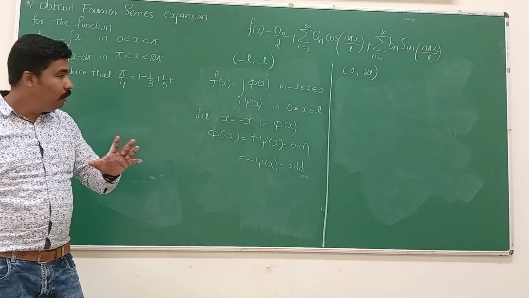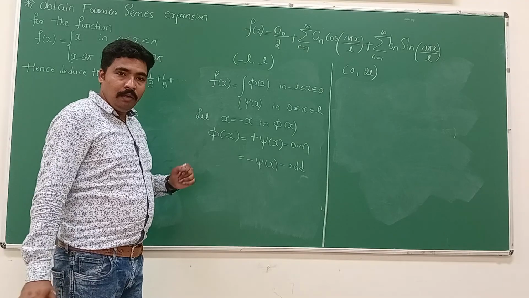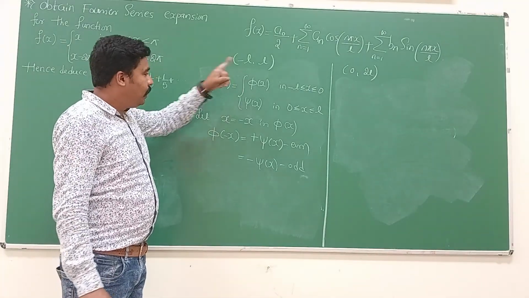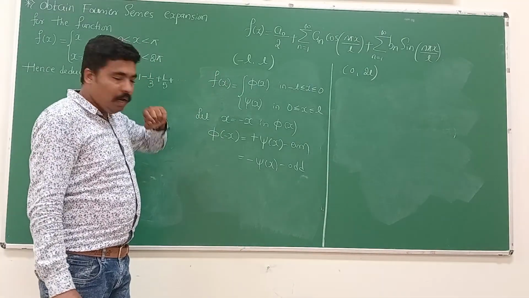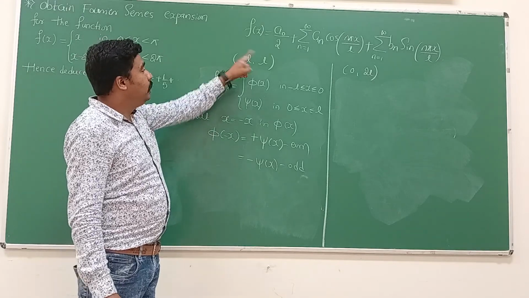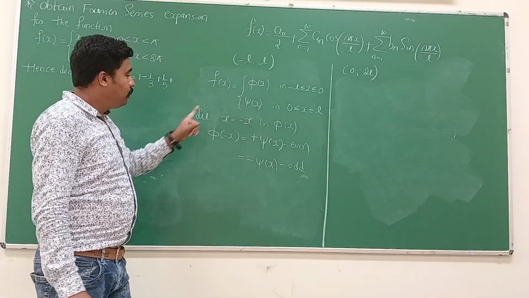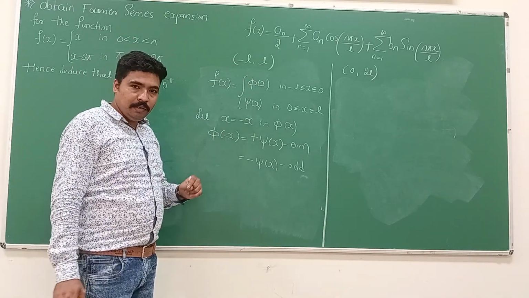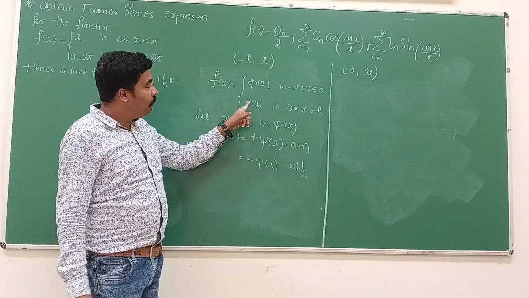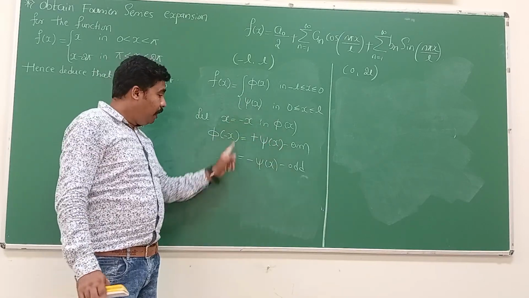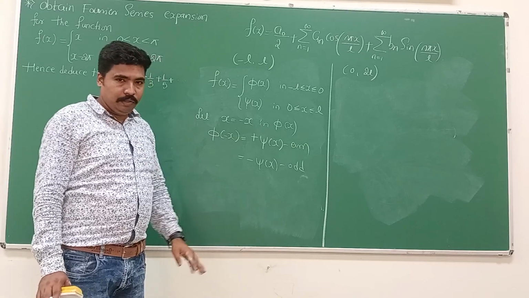Very simple. Two functions will be given. You have to denote the first function as phi and the second function as xi, and when the limits are in the form minus L to plus L, you have to replace x by minus x in phi of x. If I am getting plus xi of x, it is an even function. Minus xi of x, it is an odd function.